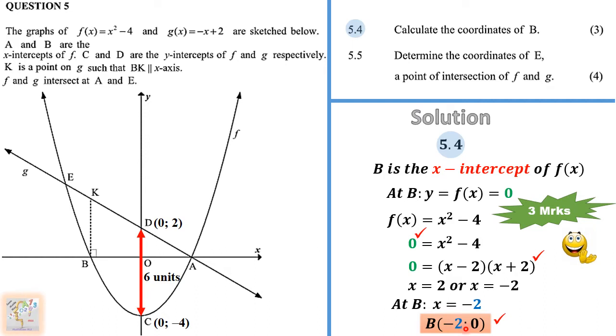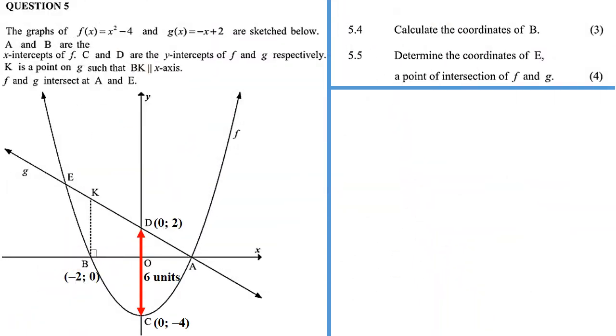Then after getting the b, the coordinates of b, what do? Exactly. You are clever. Write them. Write them so that you don't forget. Now you see our graph is being populated with information. Okay? Now, let's proceed. We'll look at solution for 5.5.